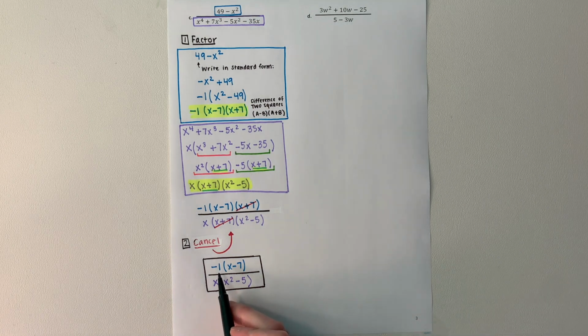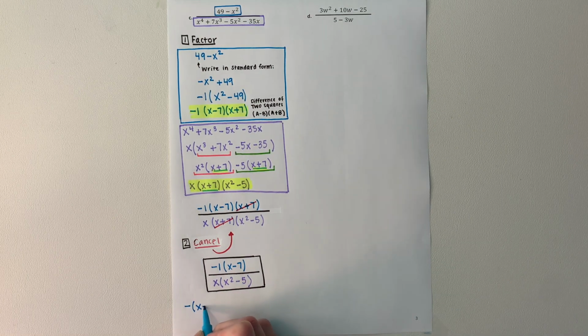There are also a couple other ways we could write our final answer. When you have 1 for your coefficient, you don't have to write your 1. So we could instead write this numerator as negative x minus 7. Notice we left out the 1 because the 1 is implied. And then I'll copy down our same denominator.